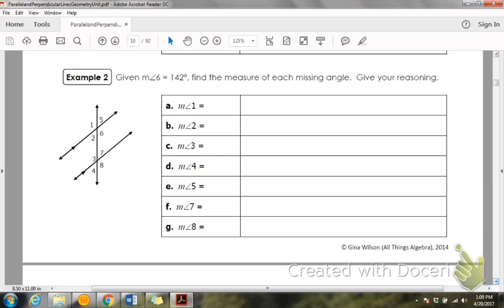So we know that angle 6 is 142, so we can label our diagram that that's 142. There's no number 6, no place to write it, right, because it gives it to you in the directions.